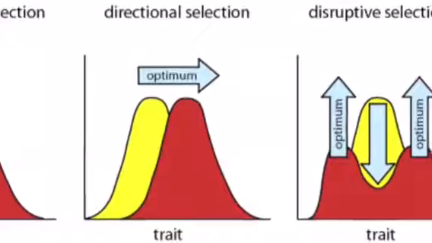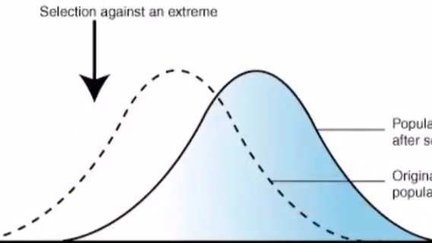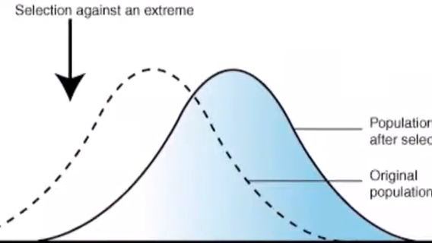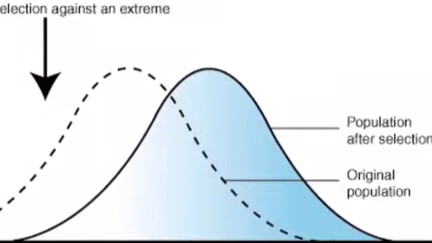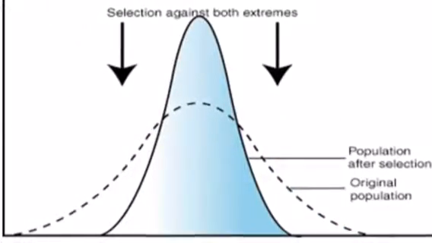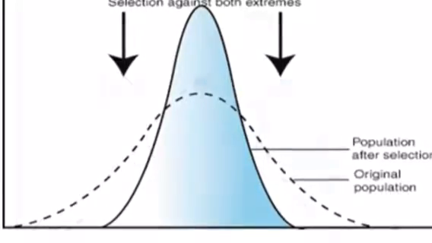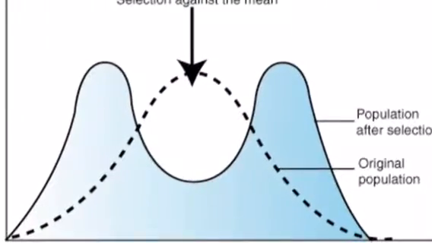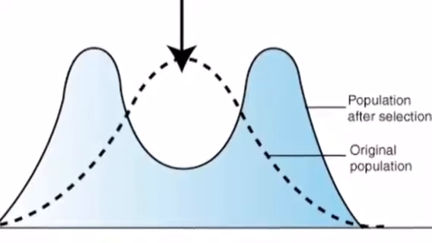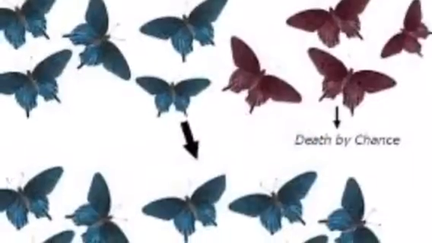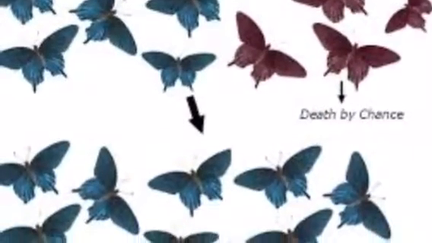Directional is when individuals have higher fitness at one end of the bell curve than those in the middle or the other end. Stabilizing is when individuals in the middle have higher fitness than those at the ends of the bell curve. Disruptive is when individuals at the ends have higher fitness than those in the middle of the bell curve. Genetic drift also can affect allele frequency when there is a random change to it.